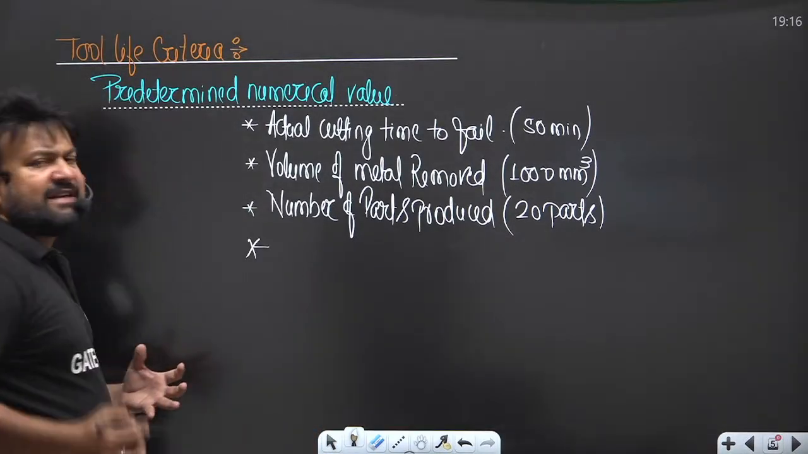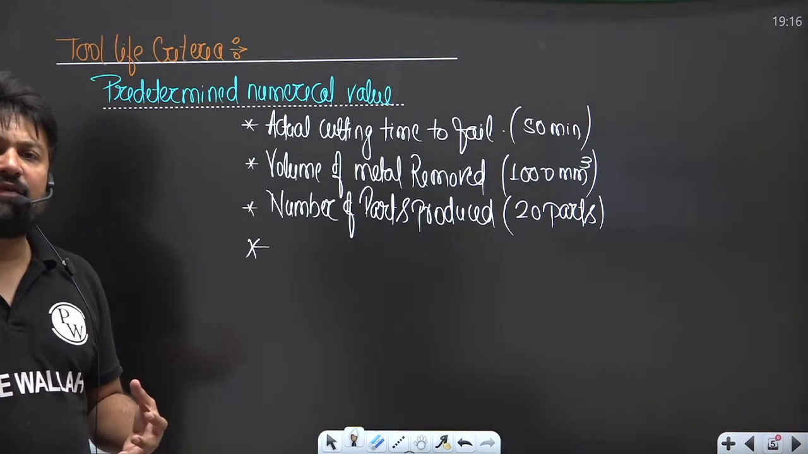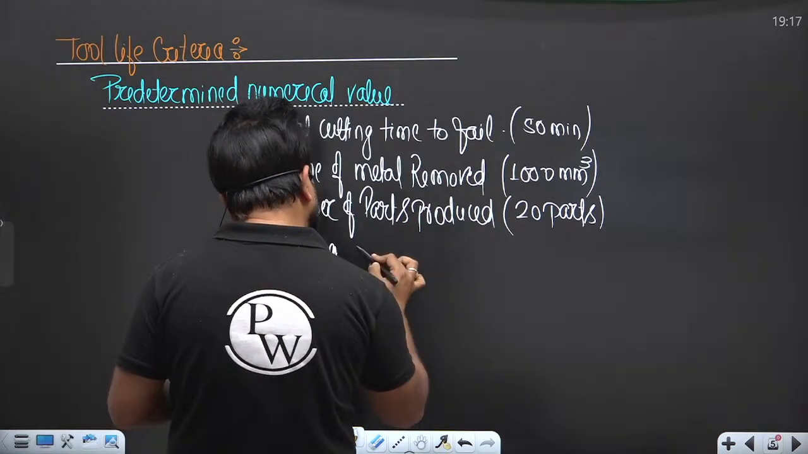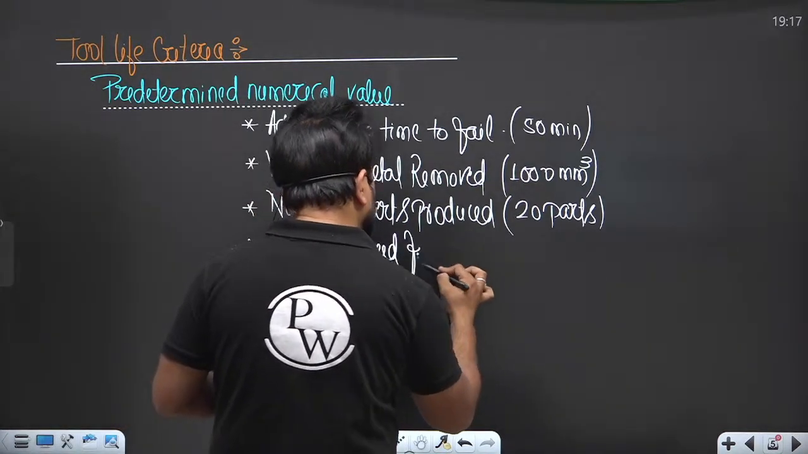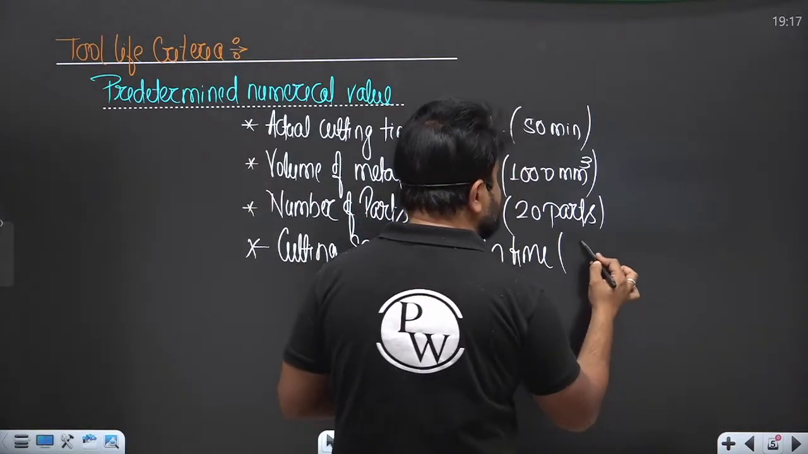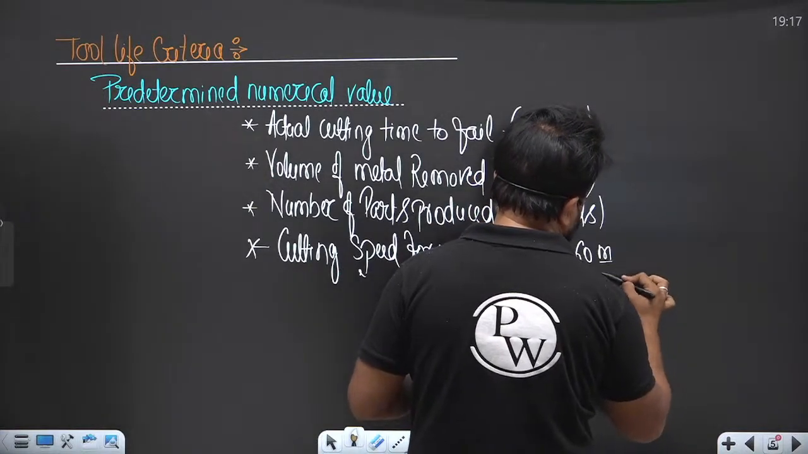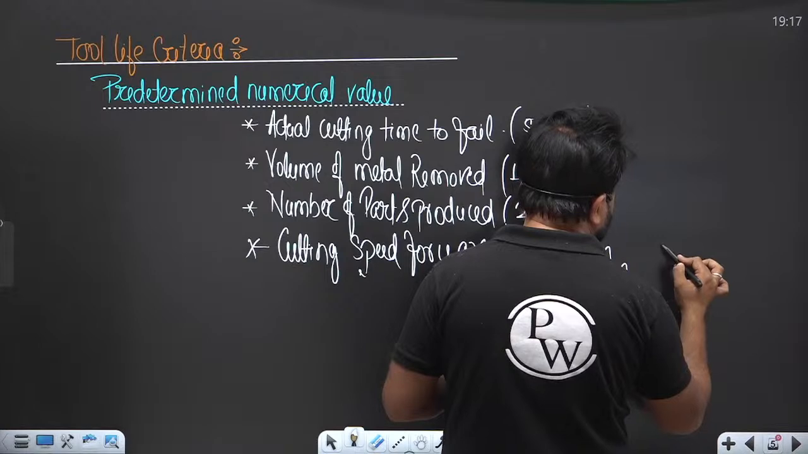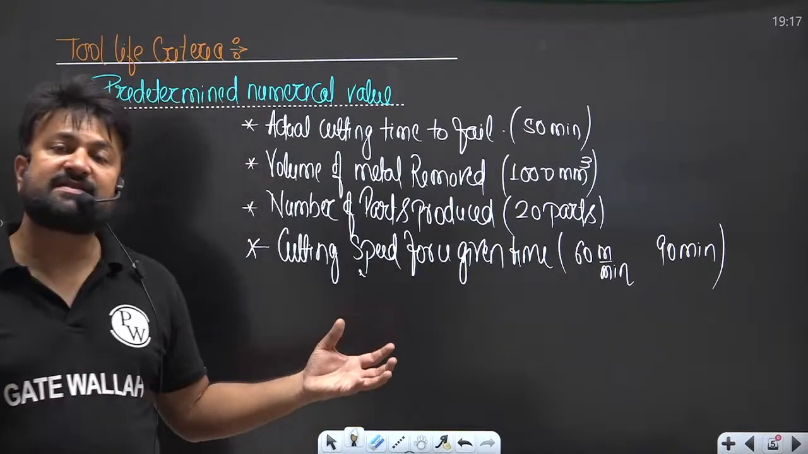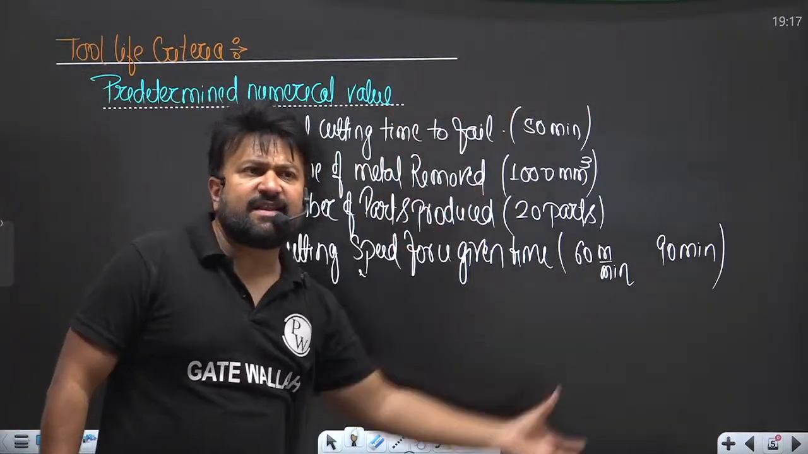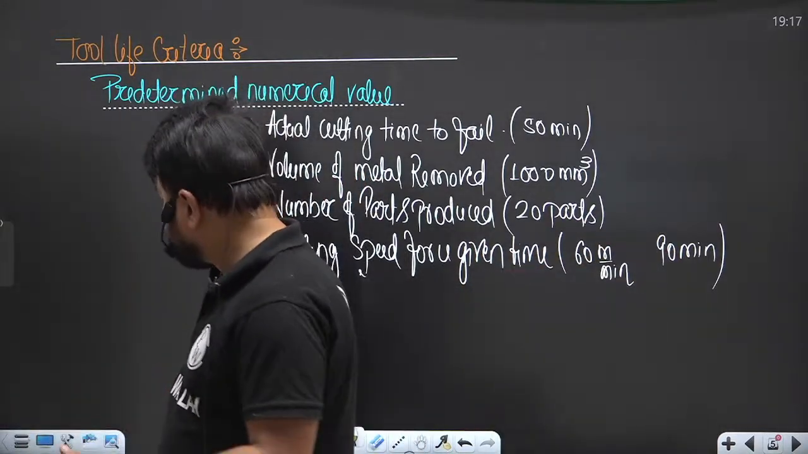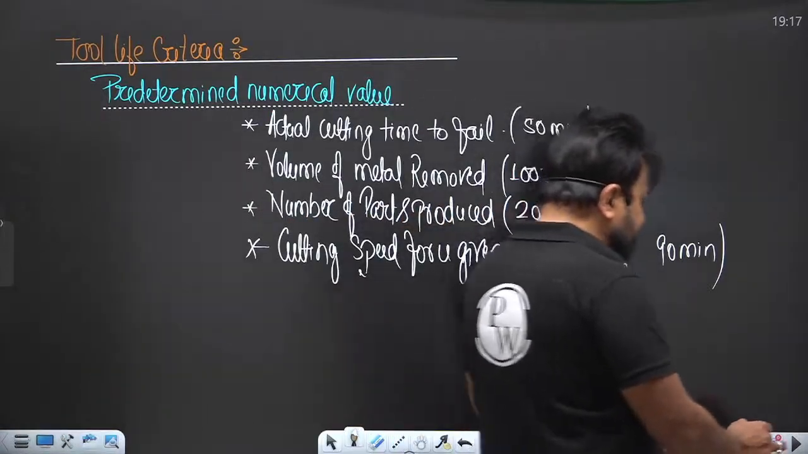By telling the cutting speed for a given time, you can give the idea of tool life. Let's say you can say, sir, if the cutting speed is 60 meter per minute, then the tool life will be 90. So it is the tool life criteria. When you are using the tool at a cutting speed of 60 meter per minute, you can use the tool up to 90 minutes. So these are the predetermined numerical values.